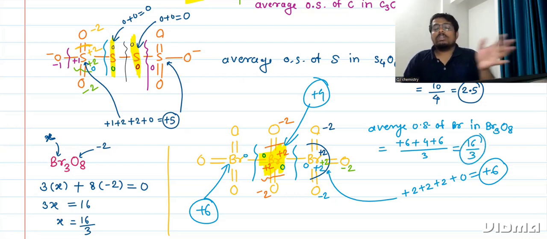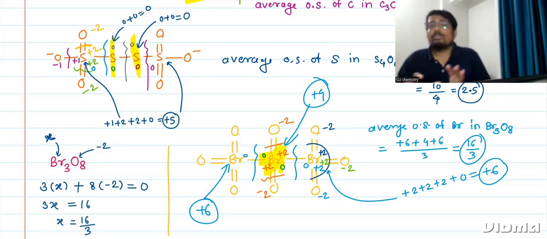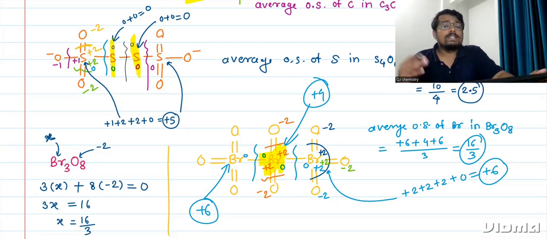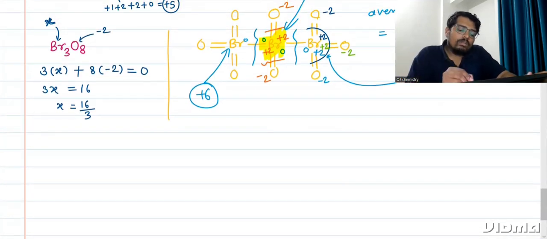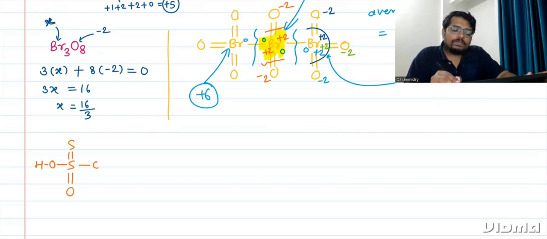So 16 by 3 is the average oxidation state of the bromine atom, but the individual oxidation state of bromine is different. In some compounds, the individual oxidation state may or may not be the same as the average oxidation state. In some compounds it is different because the atoms exist in different oxidation states. Next example.